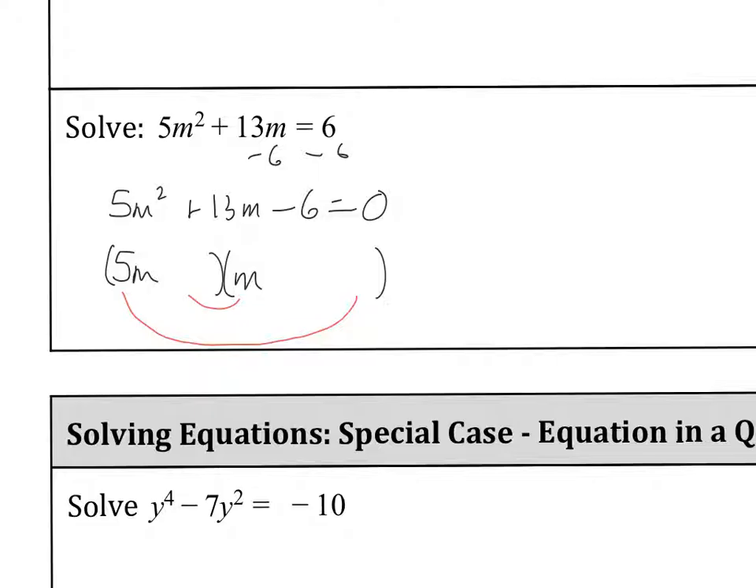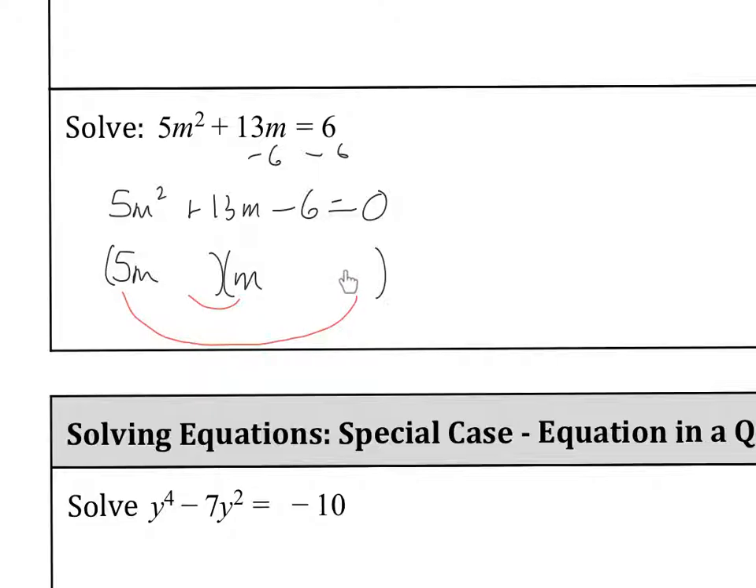So as I think about things that make 6, the games in town for 6 are 1 and 6. I don't want to put a 6 over here, because then I'll have a 30, and that 30 is way too far away from 13. So 1 and 6 is out, so it's probably 2 and 3. And if I just think ahead a little bit, if I put a 2 here and a 3 here, a 2 here will give me a 10.